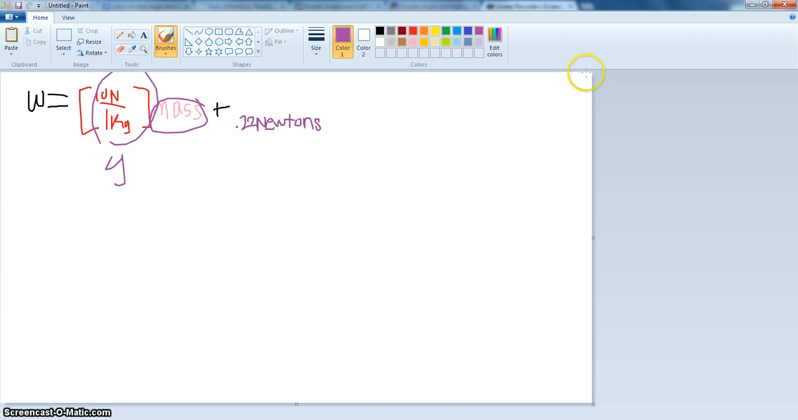Okay, anyway, this is a more visual representation of the equation I just talked about, where you can see weight equals 10 newtons over 1 kilogram, which represents gravity, times mass, which doesn't change, as I said previously, plus 0.22 newtons.